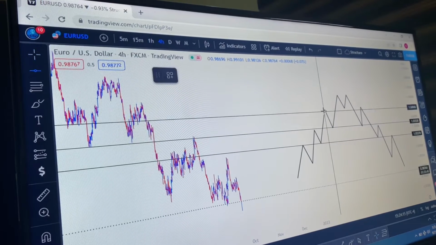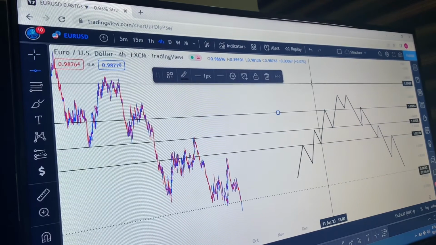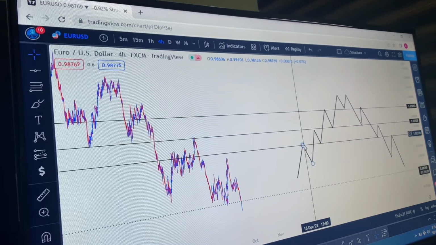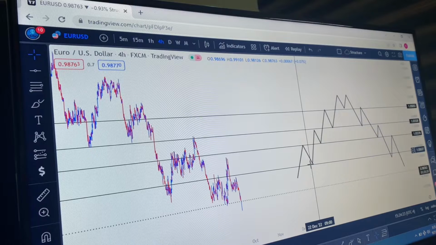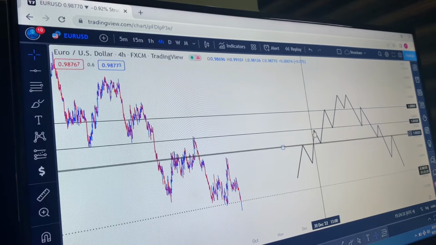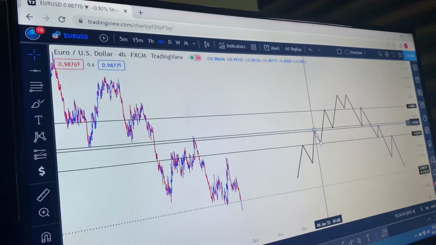Hold on. Let me put another one. This is it. Once we go up, higher high, lower low. Higher high, this is what? Resistance. This is what? Resistance. Immediately it got here, what happened? It falls back.